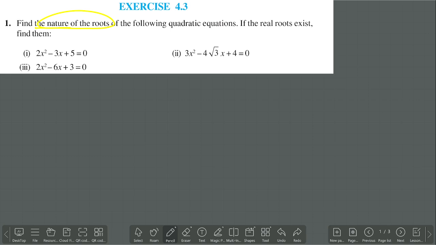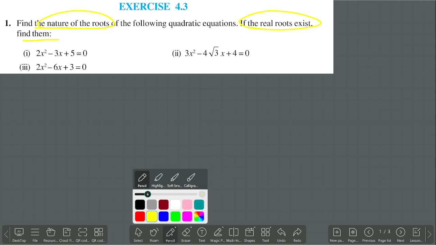If real roots exist, which is the very important condition they are telling, then find them. Finding them means we have to solve the equation. That is what they are asking. Shall we go now? Right, so we are going now.